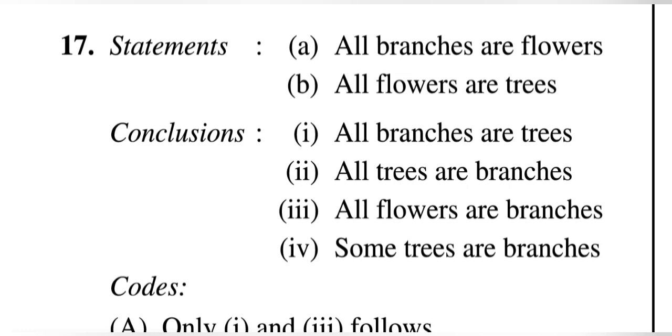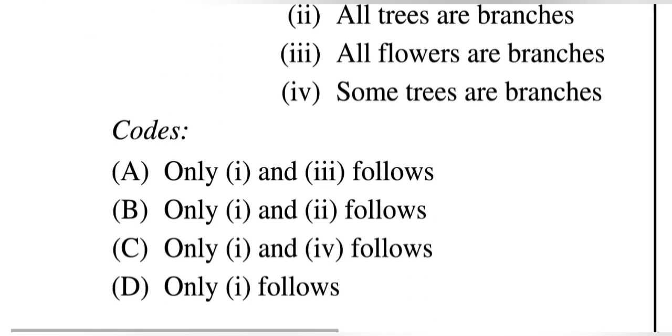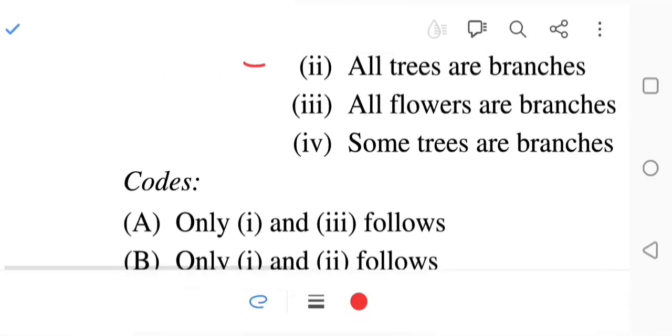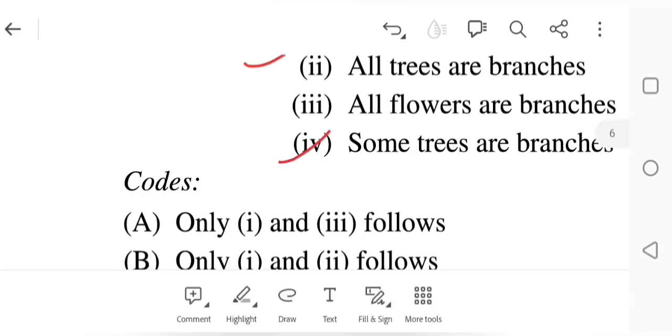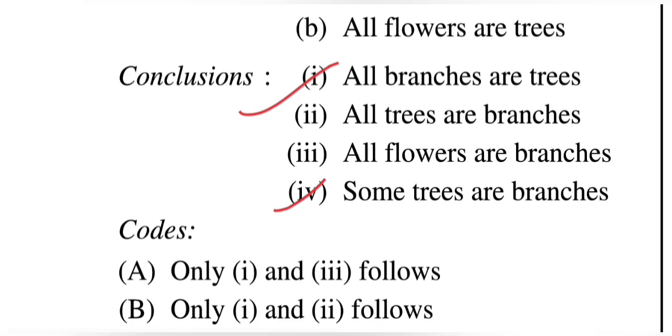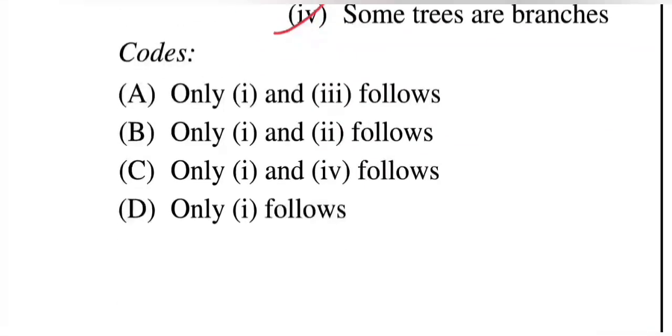Correct answer of 17 will be C. That means only 1 and 4 follows. 1 will be correct and then 4 will be correct. Some trees are branches, all branches are trees. According to the statements, we have got this conclusion. So this will be the correct conclusion.